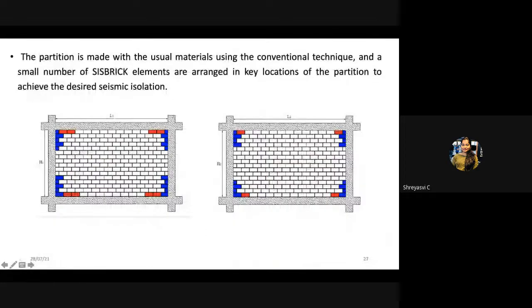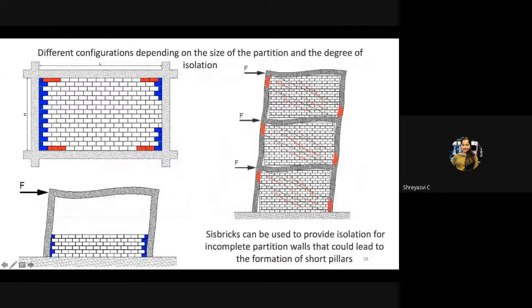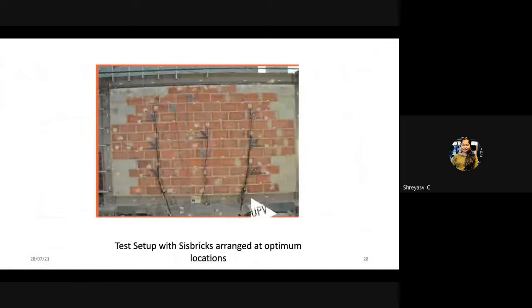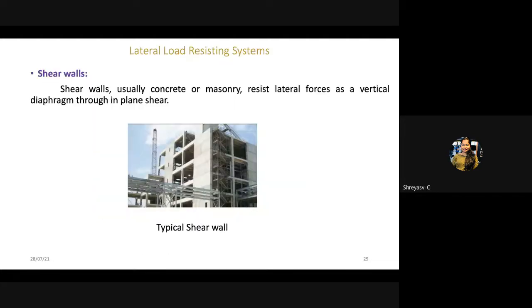As you can see, you can use it even in a partial wall like this, or you can use it for a full length wall as well. Like I told you, this is still ongoing. Here, the red ones are the conventional bricks, whereas these are the bricks that they're using. They're still trying to optimize the number of blocks that are needed and also the location where these bricks need to be installed in a wall. So yeah, the last time I checked, they were still at that particular stage.